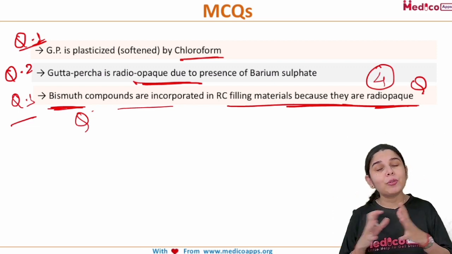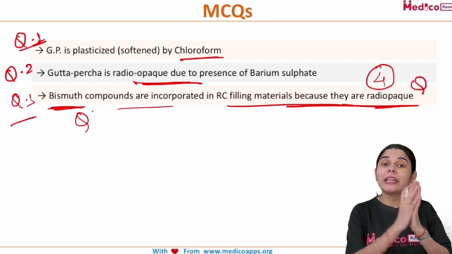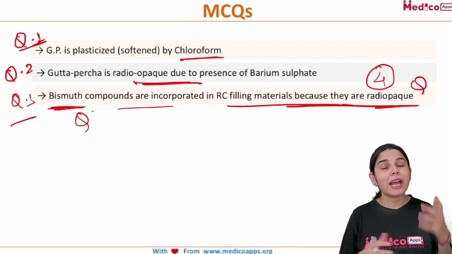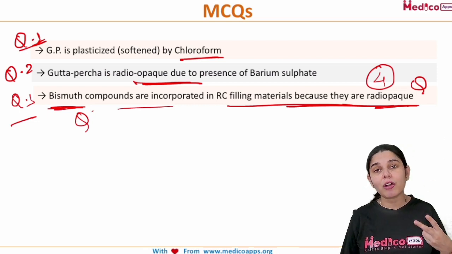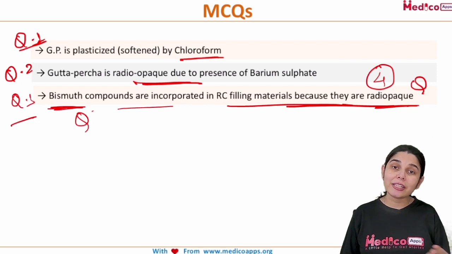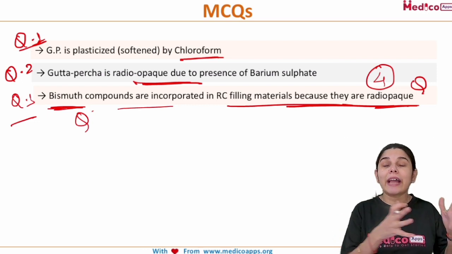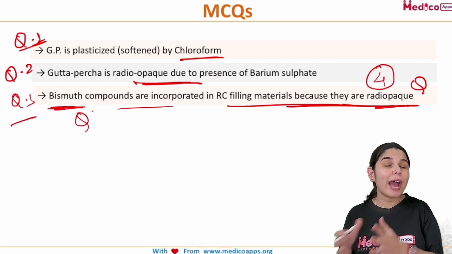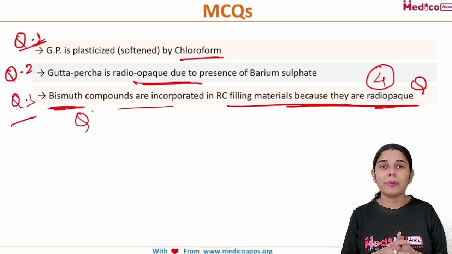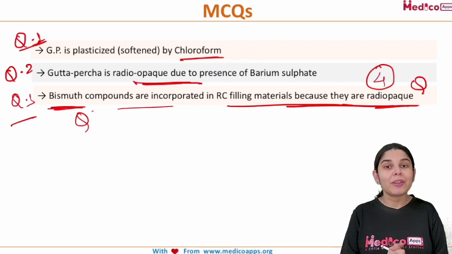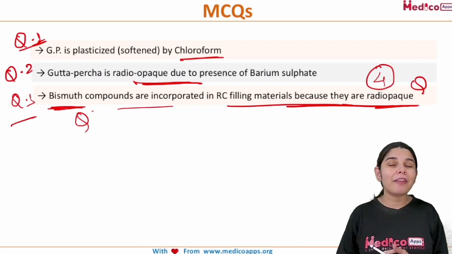So I hope you are now able to remember the composition of the Gutta-percha, that consists of Gutta-percha, zinc oxide, heavy metals, and lastly the waxes or the resins. And the inorganic component is more as compared to the organic component in the Gutta-percha. So just keep remembering all these important points which can be asked in the MCQ or by the examiner, and keep watching our videos.